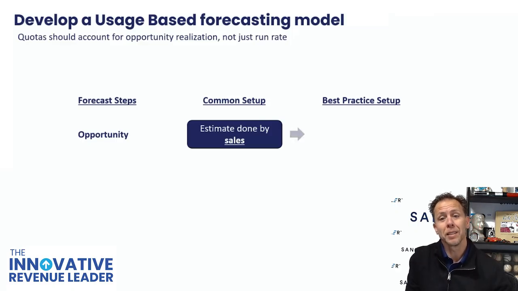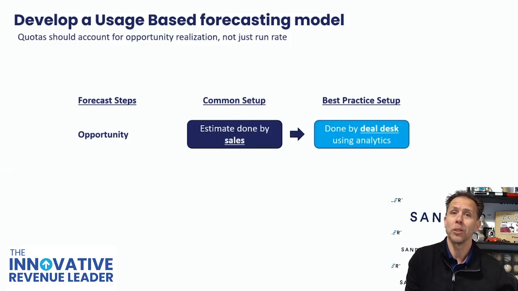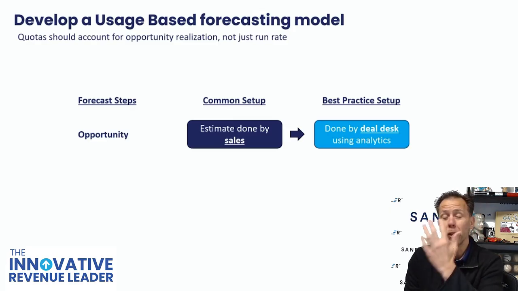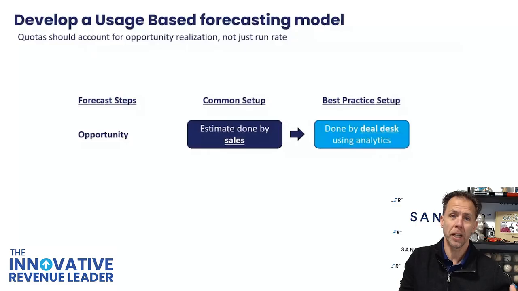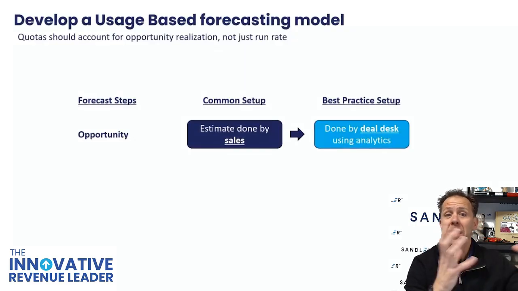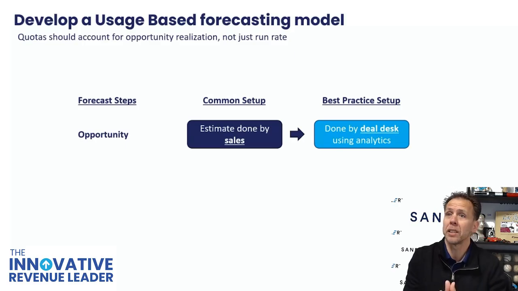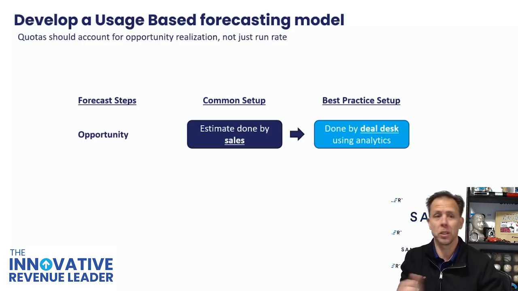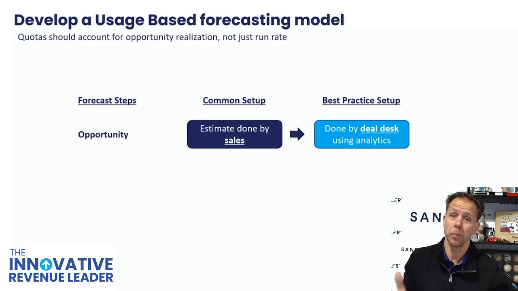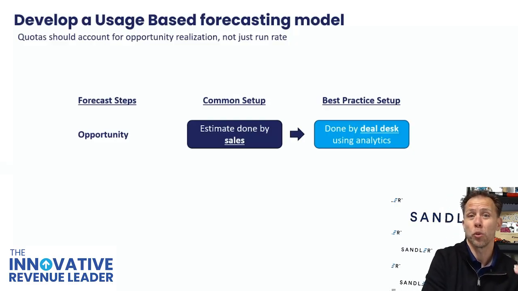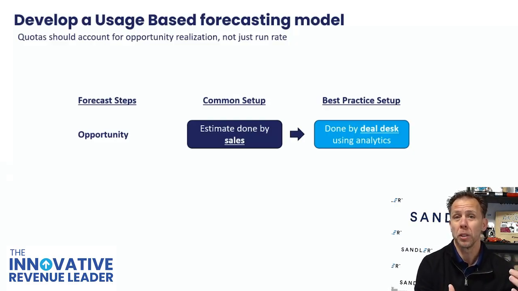So the best practice is you have that done by a deal desk using analytics, or your finance team, somebody who can look at all of these accounts and understand how much is typically a deal like this in this customer, how much do you typically sell? And you let that guide you for how much the opportunity is worth, rather than a seller, because the salesperson is either going to be overly optimistic or overly pessimistic, depending on how you set up the comp plan. You want to use real data to see what the true potential is.